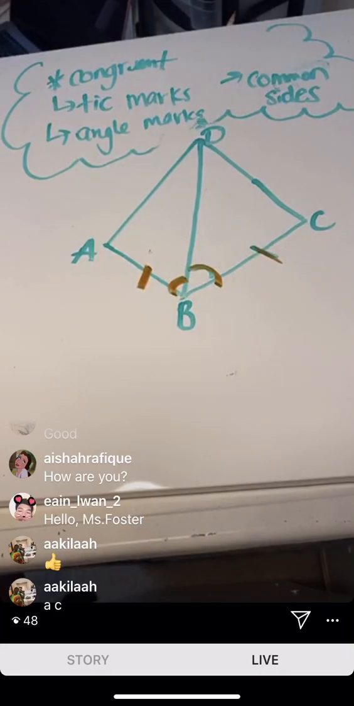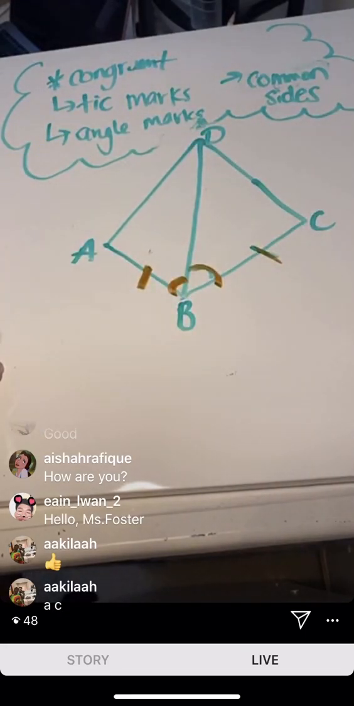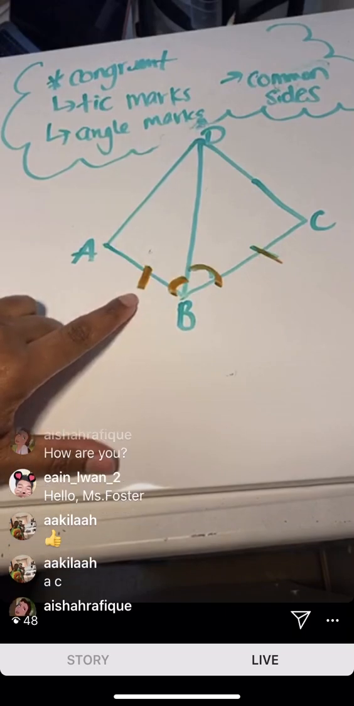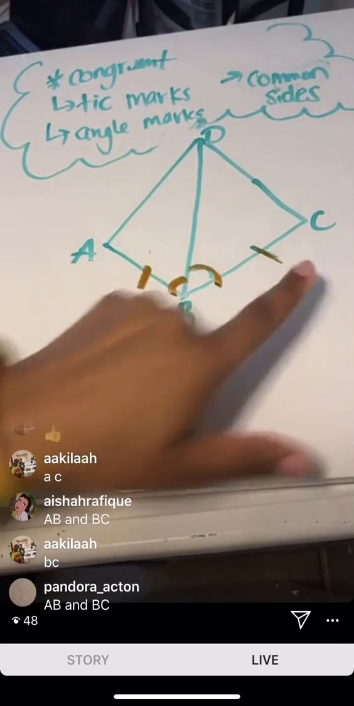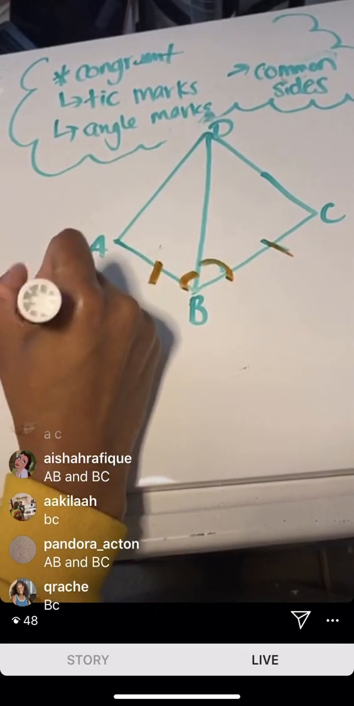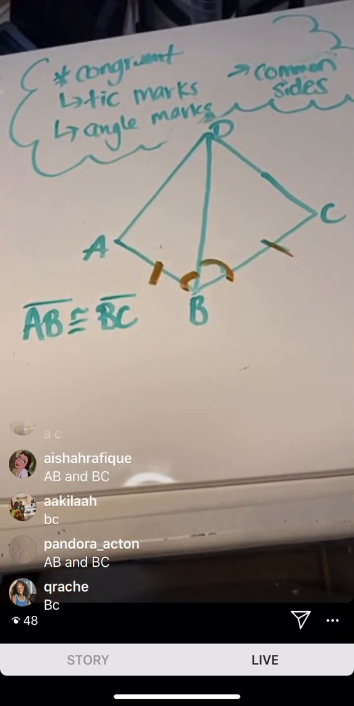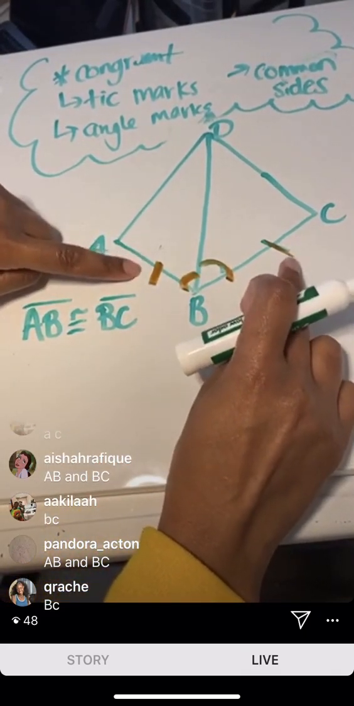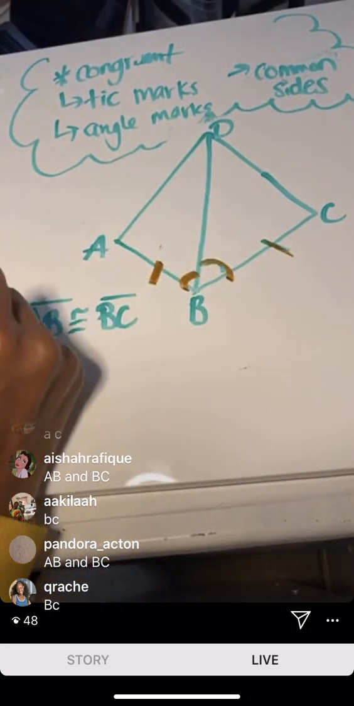Okay, Akila, you said AC. So AC would be like all of this. You got to break it down. So which two parts? Like I see a tick mark right here. This tick mark is AB. AB is congruent to what? Can anybody tell me what AB is congruent to? AB and BC. Good job, Aisha. So AB is congruent to BC, right? Good, Akila. AB and BC, right. And we know that because they have these little tick marks on them, okay? So AB and BC are congruent. That means that I have one pair of sides.